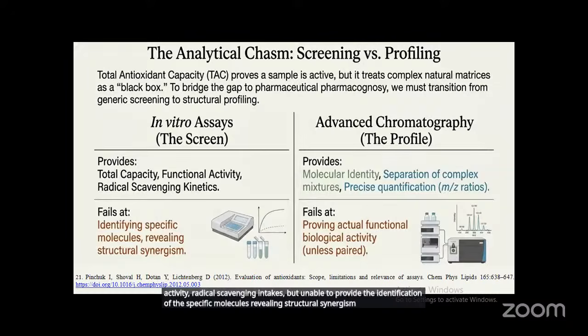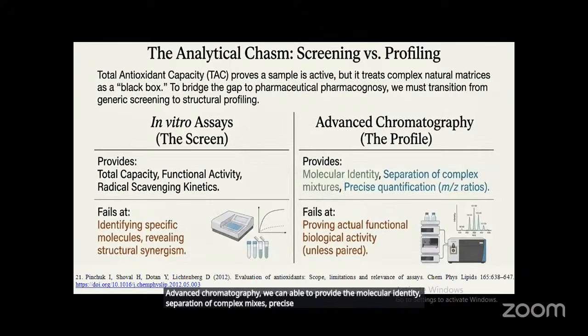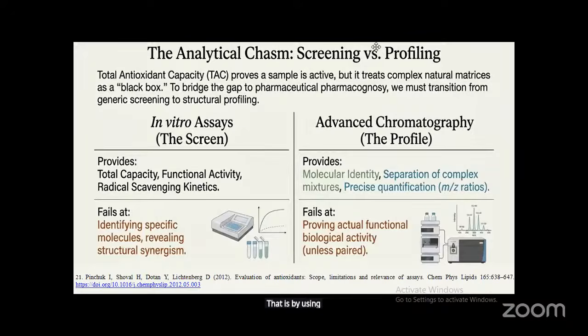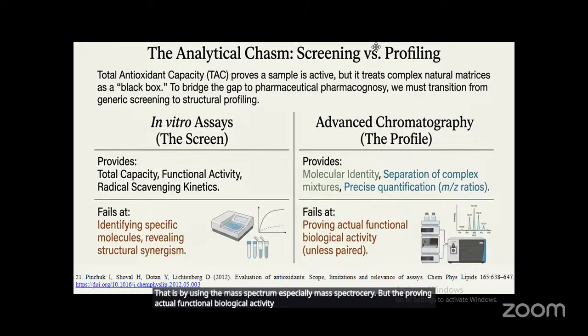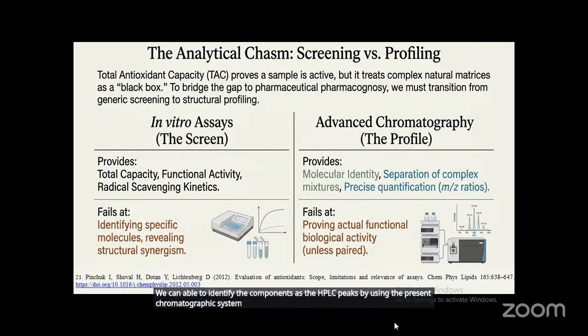In the case of advanced chromatography, we can provide the molecular identity, separation of complex mixtures, and precise quantification, using mass spectrometry, especially mass spectroscopy. But it does not prove the actual functional biological activity. You can see here the chromatogram; I am showing the chromatogram on the instrumentation. We can identify the components as HPLC peaks by using the present chromatographic system. Next slide.